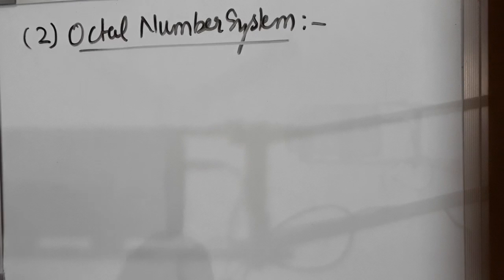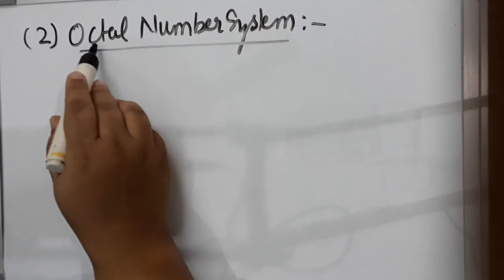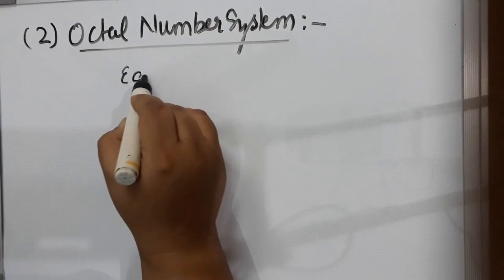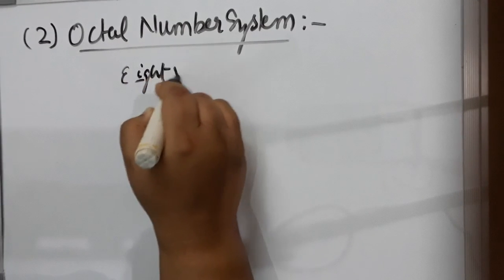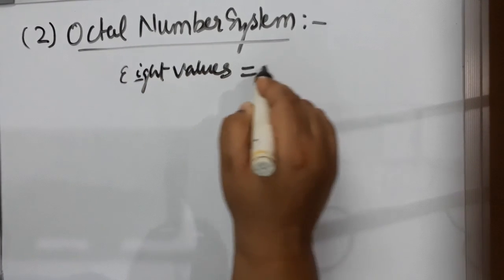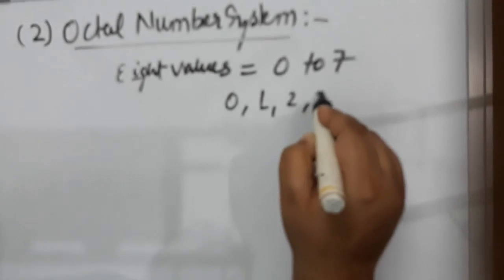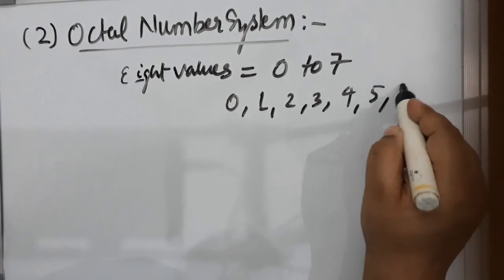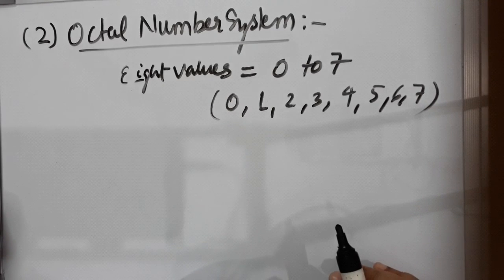Now talking about the second one, the octal number system. I am going to discuss this in detail right now. The octal number system has, oct means 8, so it has 8 values. 8 values means the values will go from 0 to 7. That means 0, 1, 2, 3, 4, 5, 6 and 7. These are the only values which the octal number system can contain.